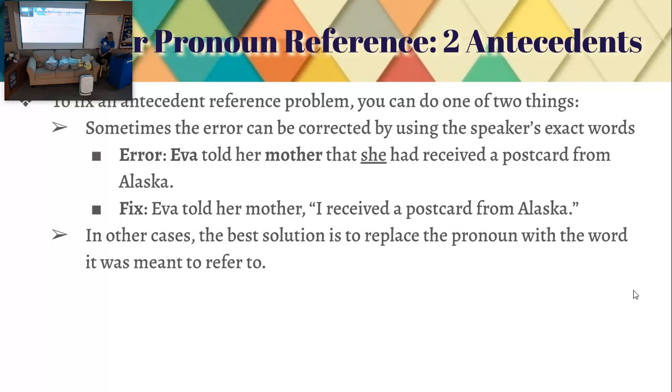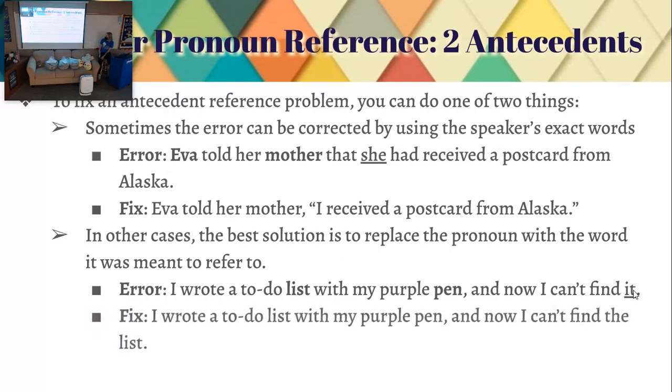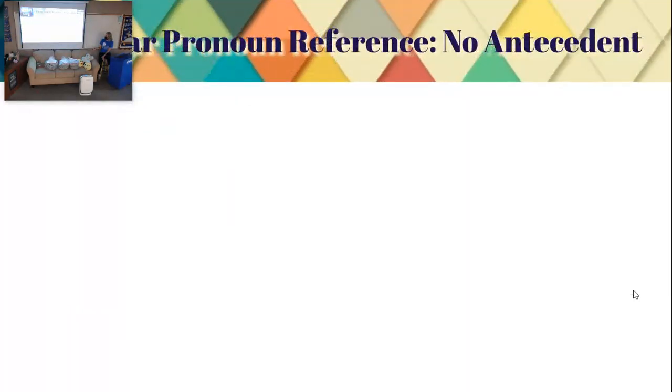Another way that you can fix this error is that you can just replace the pronoun with the word it was meant to refer to. So I have our second example to do that one. Instead of saying I can't find it, and we don't know if it is pen or list, we can just fill in this it with what exactly we can't find. I wrote a to-do list with my purple pen and now I can't find the list. So those are two possible ways that you can fix that error.